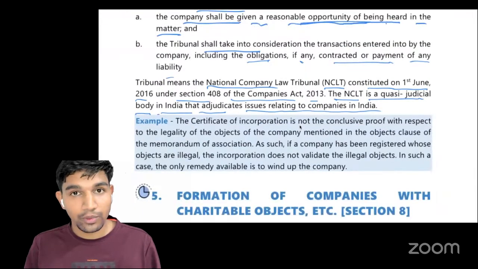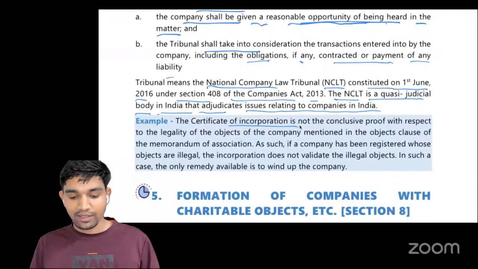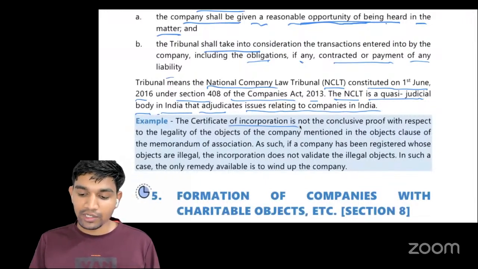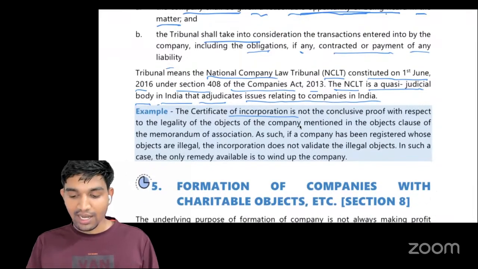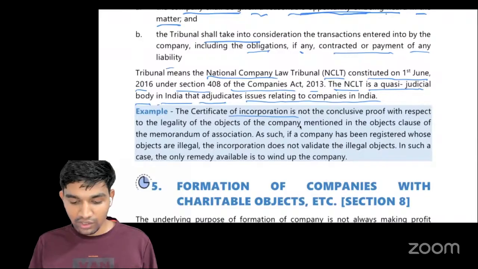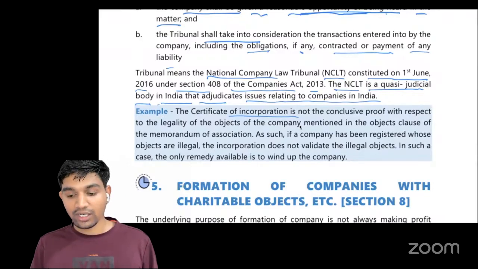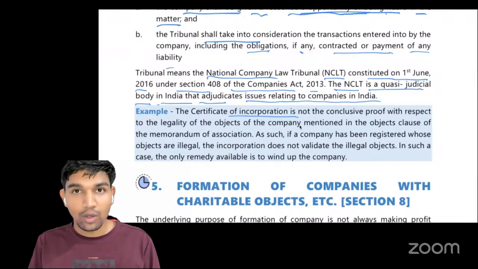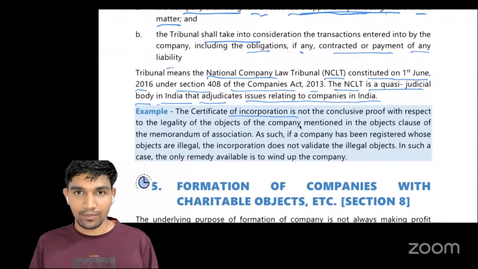The certificate of incorporation is not the conclusive proof with respect to the legality of the objects of the company mentioned in the objects clause of the memorandum of association. As such, if a company has been registered whose objects are illegal, then the incorporation does not validate the illegal objects. In such a case, the only remedy available is to wind up the company.